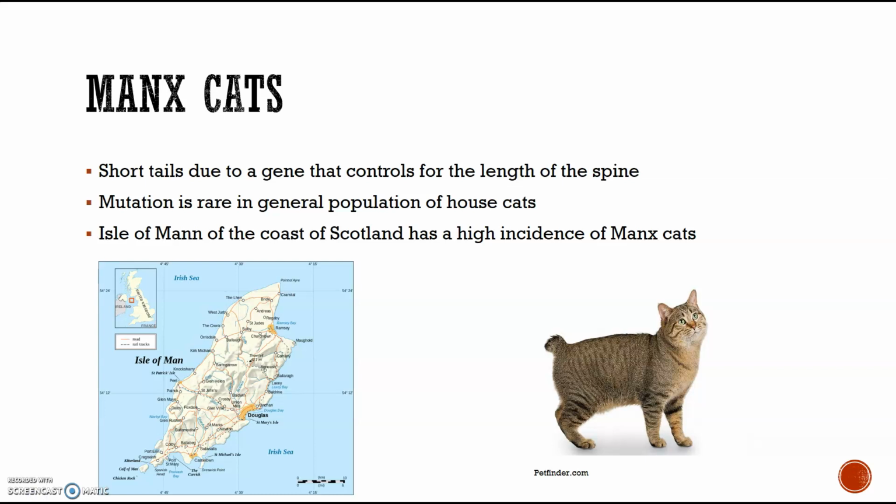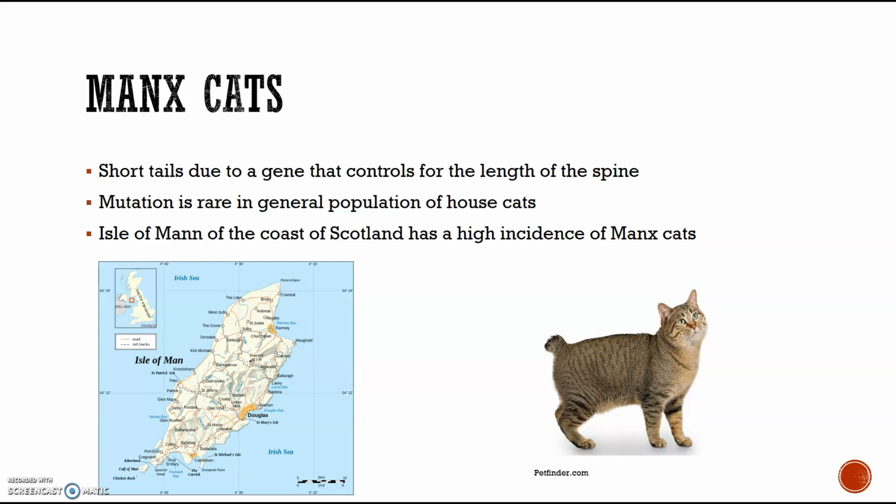So our real life example here are Manx cats. They have shortened tails due to a gene that controls for the length of the spine. It basically tells it to stop making spine before it's done making the tail. So you have these little bobtails on these cats. The mutation that causes this is rare in the general population of house cats.